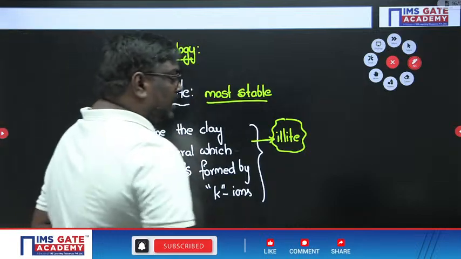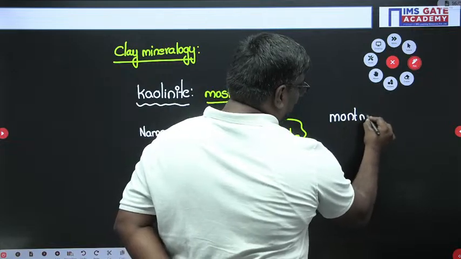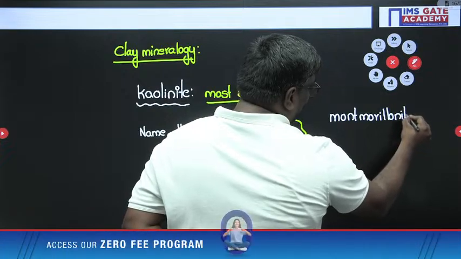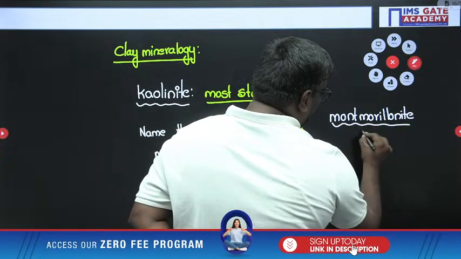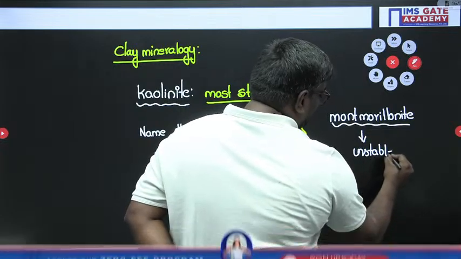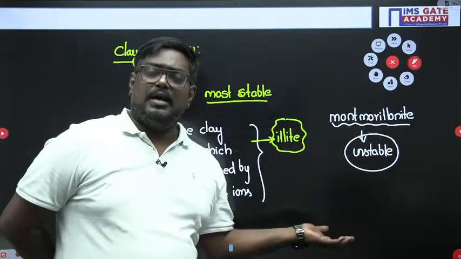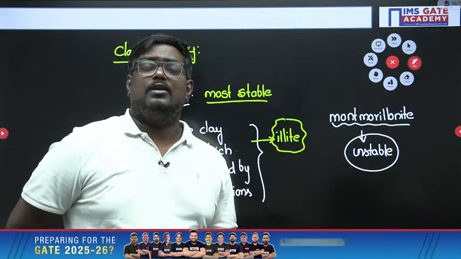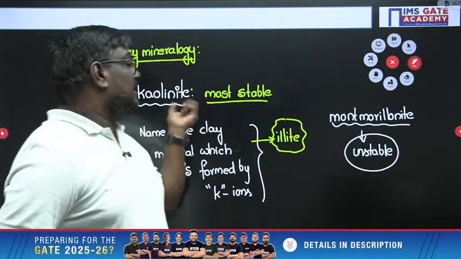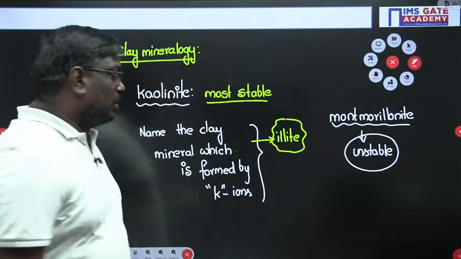Kaolinite. Similarly, which is the most unstable mineral? They can ask you this. The most unstable clay mineral is montmorillonite because it is formed by water molecules. When do you say that a mineral is unstable, my dear students? A mineral is said to be unstable if it has more swelling and shrinkage. If it has no swelling and shrinkage, then we can say it is kaolinite. I hope you are clear with the clay mineralogy.